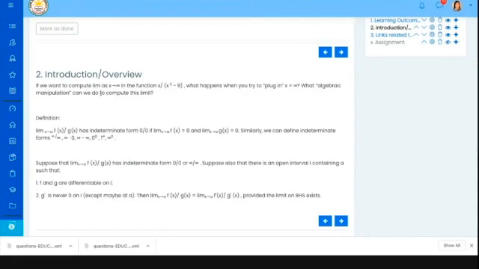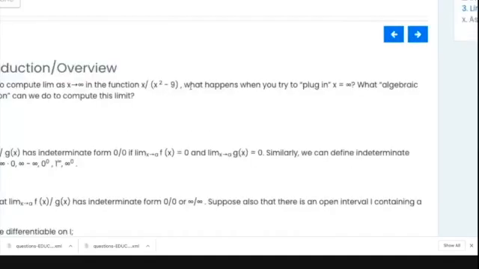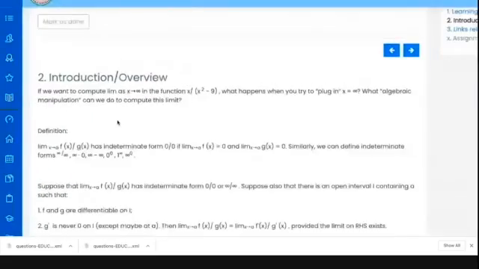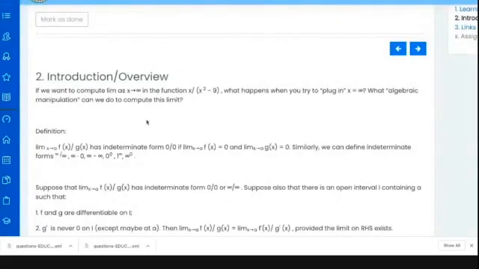Say, for example, we want to compute the limit of the function x over x squared minus 9 as x approaches infinity. Now, when you plug in x equals infinity, you will have this notation infinity over infinity, because the numerator will be replaced with infinity and the denominator will be replaced with infinity squared minus 9, which is actually also infinity.